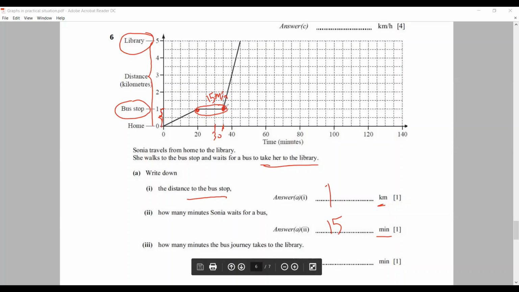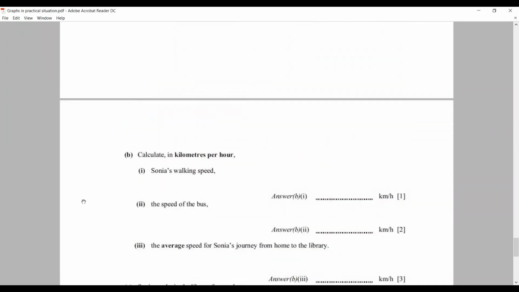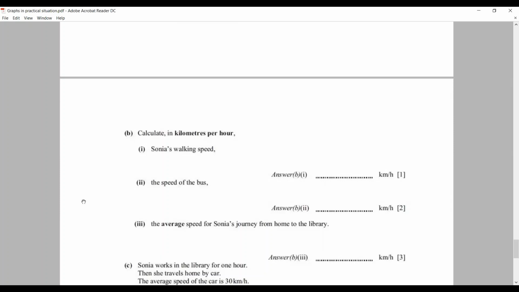How many minutes does the bus journey take to the library? So this is the bus stop, this is the library, and this is the time that it takes, basically from 35 to 45, which is 10 minutes. Calculate in kilometer per hour Sonia's walking speed.